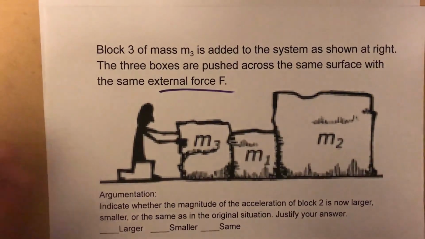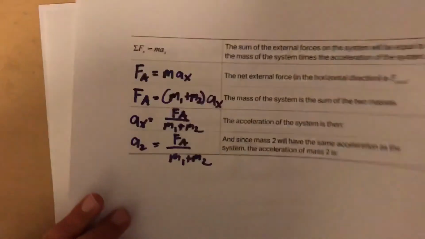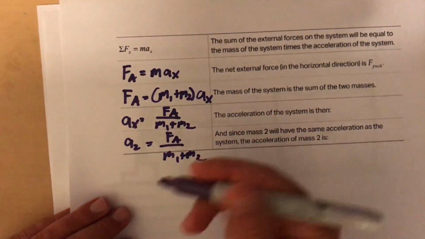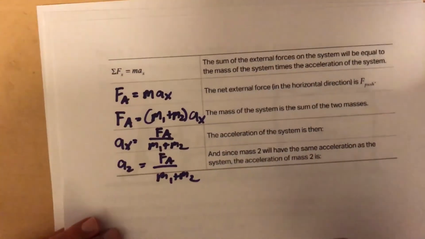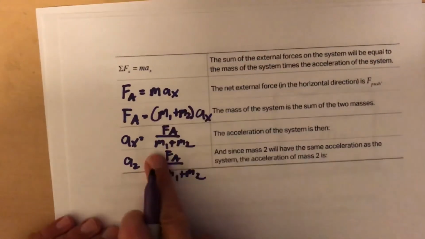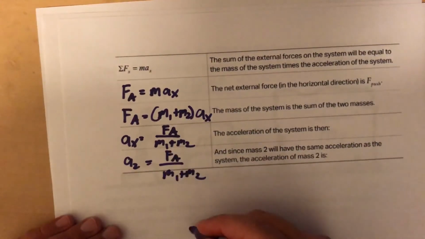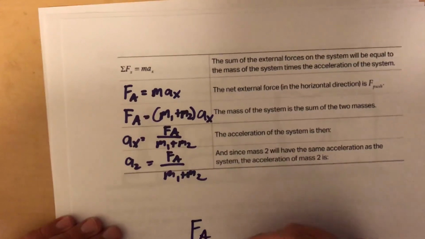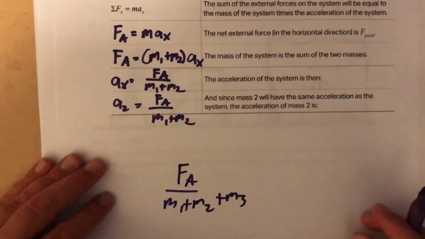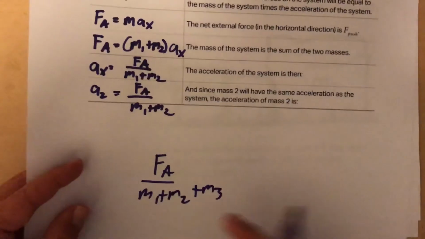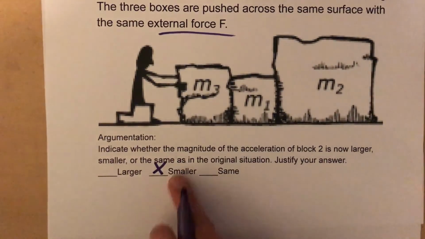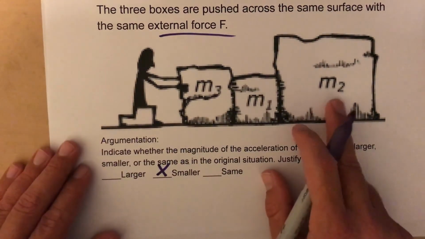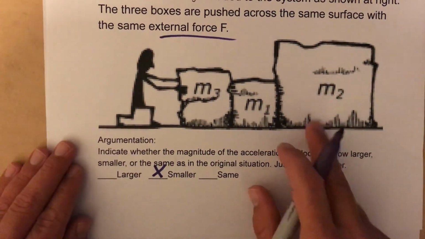Justify your answer. Well, we're still basically doing this situation here. The difference is now that force is accelerating more mass. So it's not going to be accelerating just mass 1 and mass 2. It's going to be that force divided by all 3 masses there. So that means more mass, less acceleration. The system's going to have less acceleration, and therefore block 2, which is part of that system, will have less acceleration.